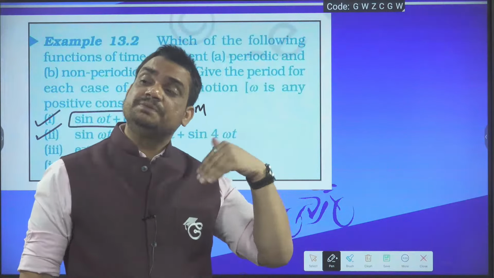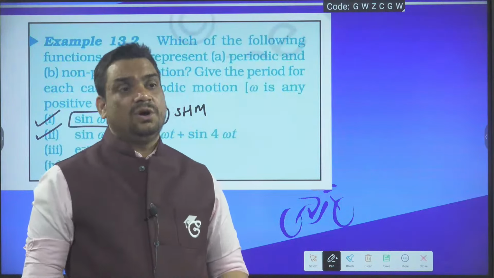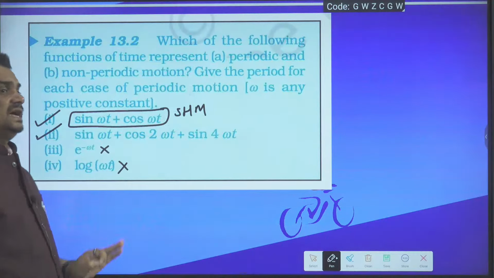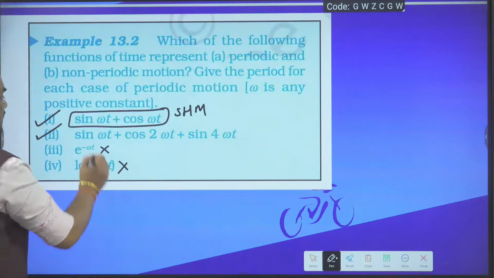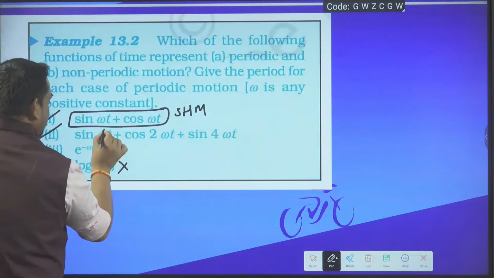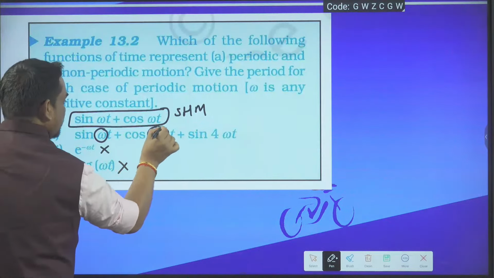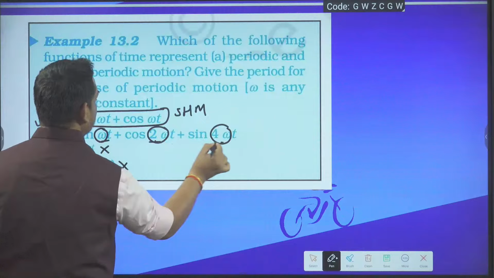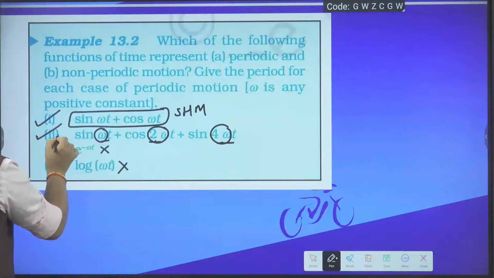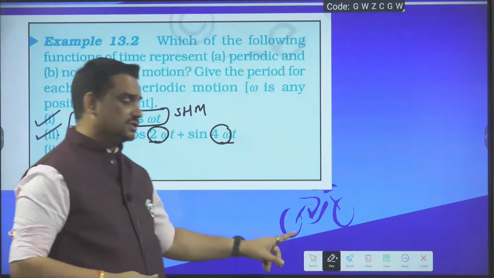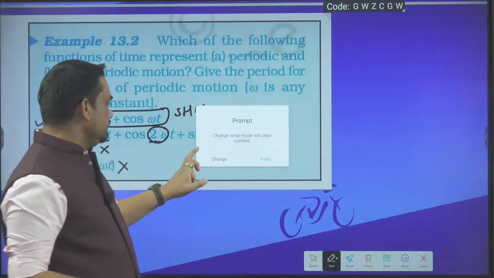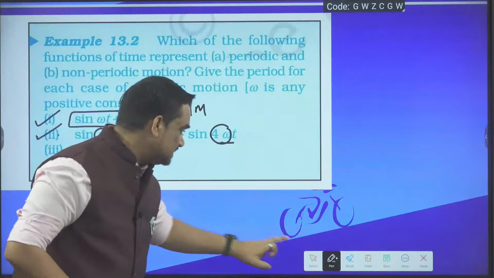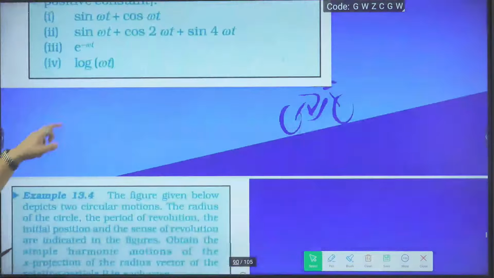Trigonometric functions are periodic, like tan and cot. These are periodic, but they are not SHM. Only simple functions of sine and cos are SHM. Like this one is a periodic function, but here the frequency is omega, here the frequency is 2 omega, here 4 omega. Frequency must be the same. When the frequency is different, they cannot be SHM. So even though the second one is periodic, it is not SHM. SHM is only one. Here the frequency is omega, and here also omega. When the frequency is the same, then yes, it is SHM.